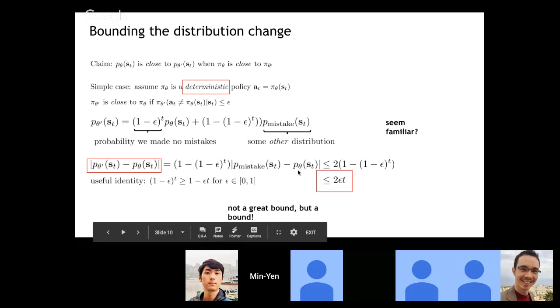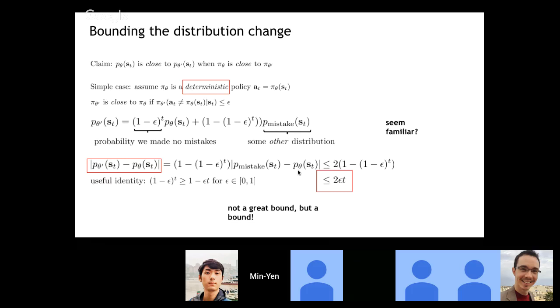So I suppose this is a probability distribution, right? The value should be between 0 and 1, right? In that case, why could the maximum value of p_mistake minus p_theta be 2? I suppose it should be 1. Am I right? No, because the two distributions can be completely disjoint, right?